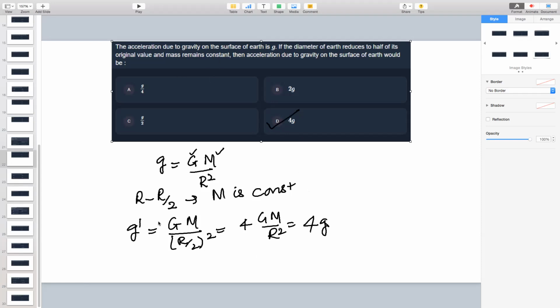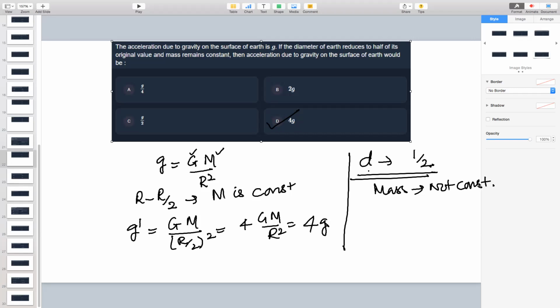Suppose in the same problem, I ask what will be the acceleration due to gravity if the diameter is reduced to half? Only the diameter is reduced to half, and I have to discuss the mass. If I ask the diameter is reduced to half, can we say mass is constant? No, it's not constant. In that case, how do we do this problem? Yes, in this case, we have to consider density to be constant instead of mass.